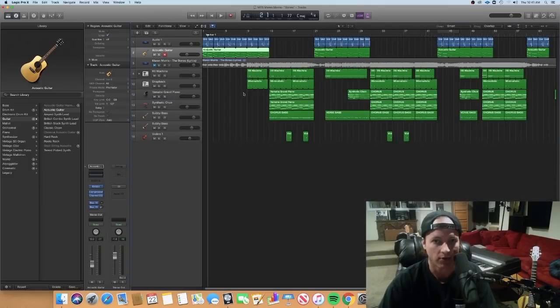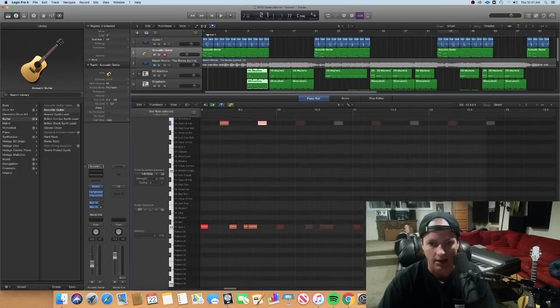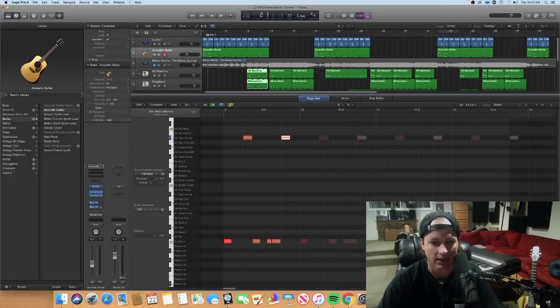Cool. We move on. Let's talk about the drums. Drums are quite simple here. Aside from the choruses, we have a kick drum and basically like a clap or a snap sort of sound.